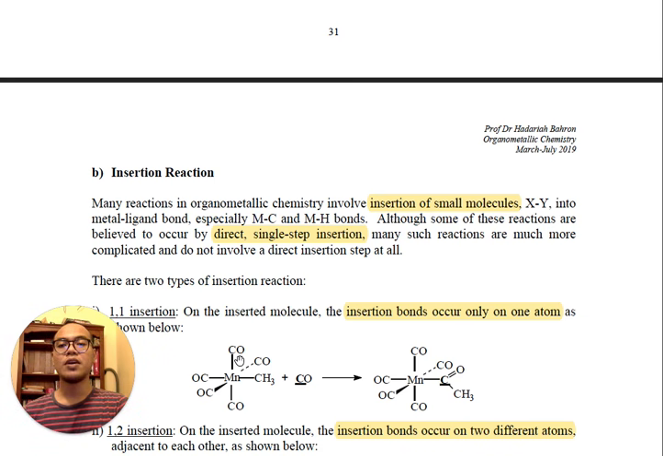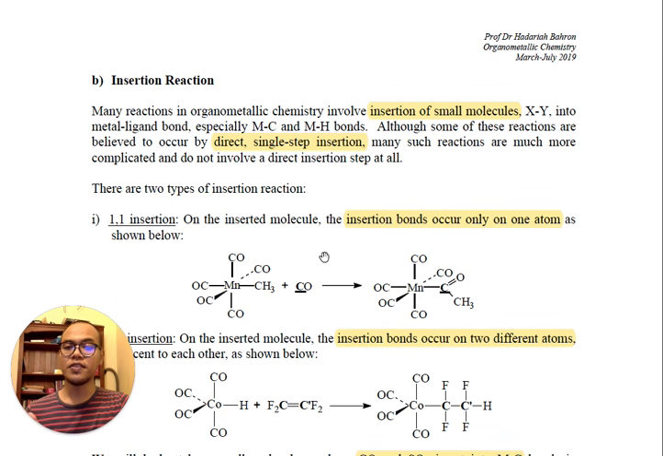Now the second reaction, insertion reaction, is by inserting small molecules X or Y into your metal ligand bond. It can be an M-C bond, it can be an M-H bond. Although some reactions are believed to occur by a direct single step, in real life, in the real experiment, it could be much more complicated than that.